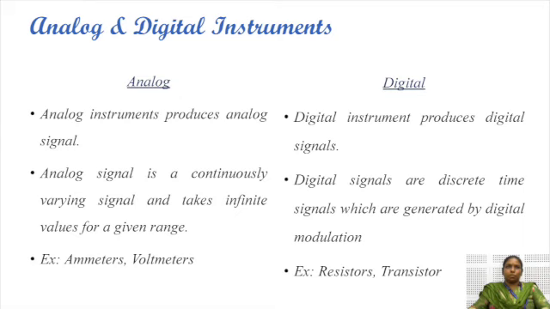So, first, what are analog and digital instruments? Analog instruments produce analog signals, whereas digital instruments produce digital signals. An analog signal is a continuously varying signal and takes infinite values for a given range. Digital signals are discrete time signals which are generated by digital modulation. Examples of analog instruments are ammeters and voltmeters. Digital instruments examples are resistors and transistors.